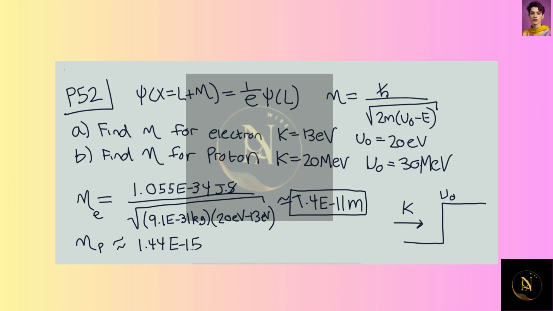So the penetration distance for something much more massive, like a proton, is going to be much, much smaller. And the reason is because the mass appears in the denominator, and obviously the mass of a proton is much, much higher than an electron. So that would explain it. And that's really everything there is to this problem.